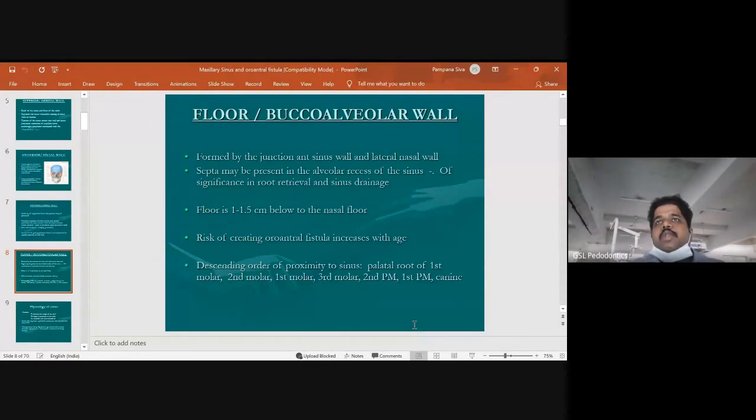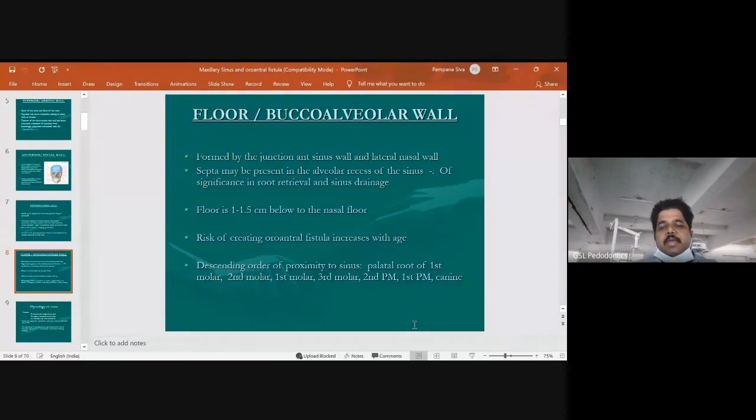So whenever you try to extract these upper second molars or upper first molars, you will see patient immediately saying that blood is coming out from my nose. Okay, or else he'll come after 3 or 4 days and complain that whatever liquid foods I take, it's coming through my nose. That's nothing but a communication which is formed from the oral cavity to the nasal cavity, which is coming through the maxillary sinus.